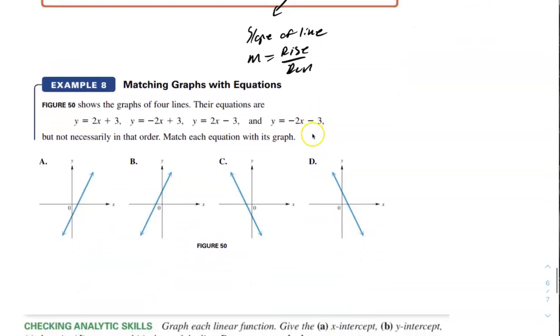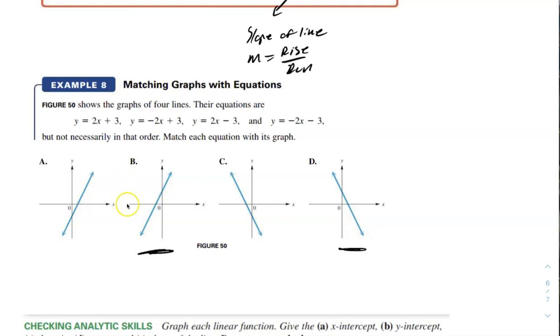Okay, let's use that to match these. We want to match these equations with these graphs. Let's look at the first one here, right? My y-intercept here is 3. So which of these has a y-intercept around 3? Well, this one and this one. This one has a y-intercept that's negative, and this one has a y-intercept that's negative, so it's these two.